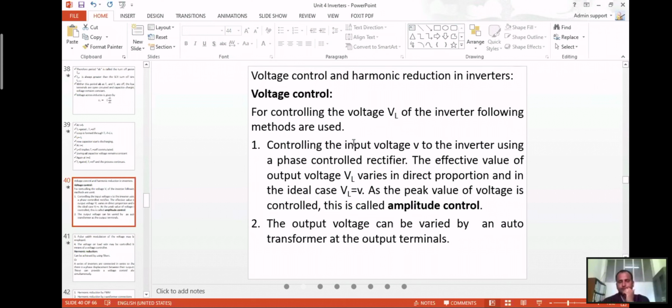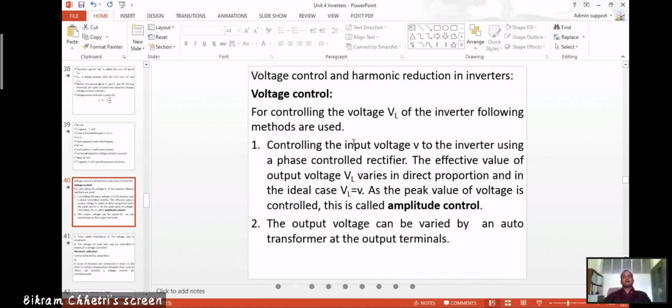Now let's see a little bit on this. Voltage control, voltage and frequency control of a single phase inverter. Now how do you control the voltage and the frequency? Voltage control in a harmonic reduction inverter. Now when you talk about this voltage, how do you control the voltage as well as, at the same time, the frequency?